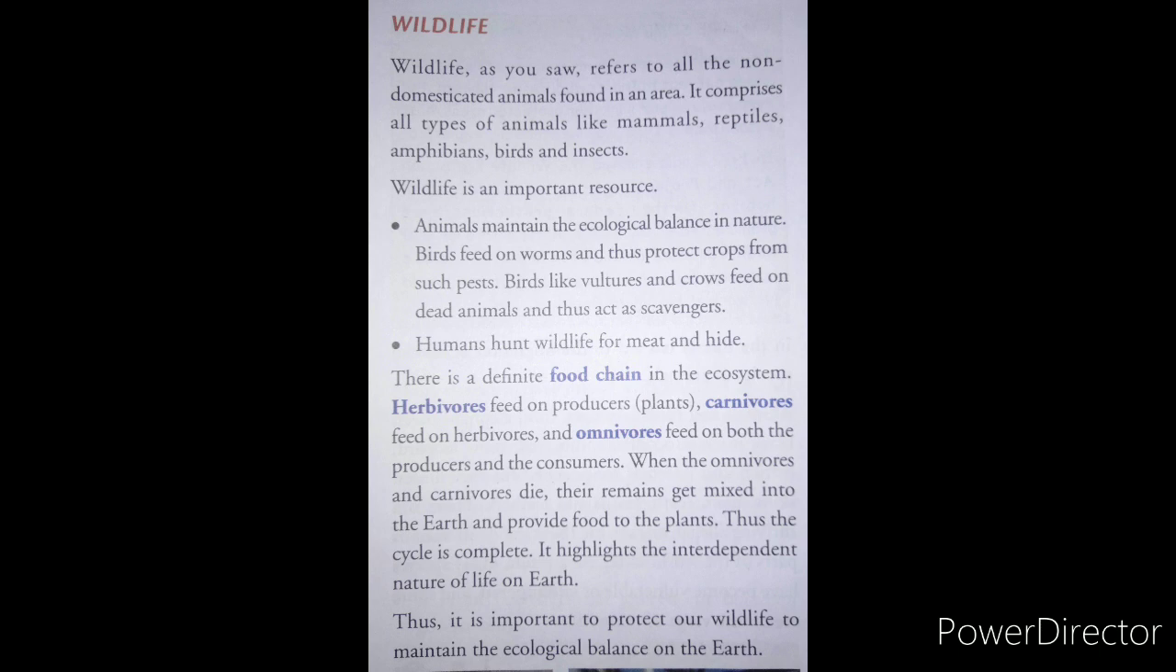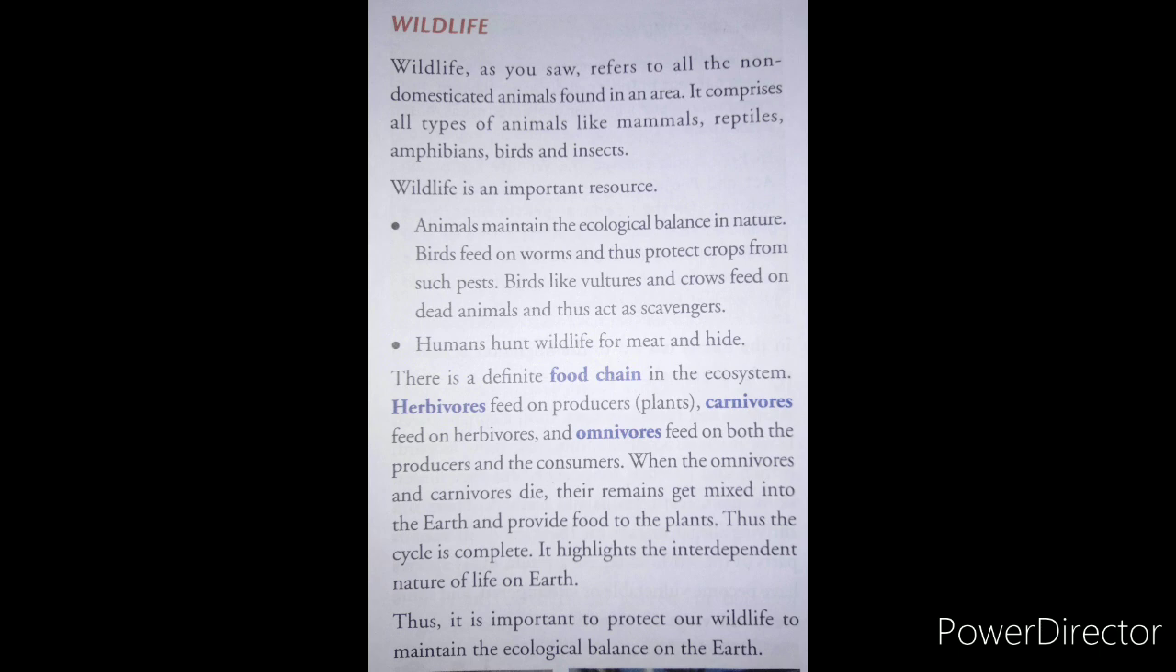Humans hunt wildlife for meat and hide. Why do humans hunt wild animals? For their meat. There is a definite food chain in the ecosystem. Herbivores feed on producers, plants, and carnivores feed on herbivores, and omnivores feed on both producers and consumers. I need not tell you what a herbivore, carnivore and omnivore are. When omnivores and carnivores die, their remains get mixed into the earth and provide food to the plants. Thus the cycle is complete.